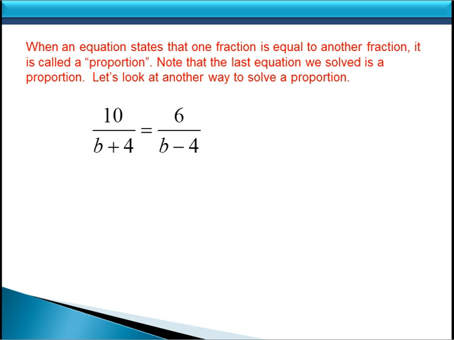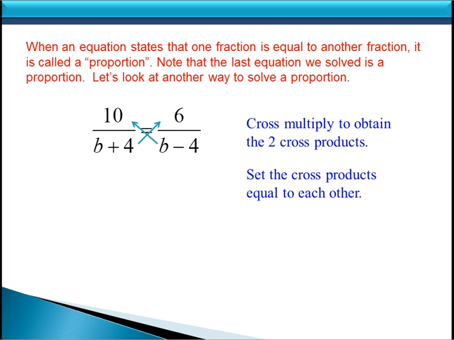So another way to solve a proportion is that we cross-multiply to obtain two cross products. So we're going to multiply the b plus 4 times the 6 and the b minus 4 times the 10. Those products are called cross products. And what we do with those two cross products is we set them equal to each other. So the 10 times the b minus 4, that's one of the cross products. We're going to let that be equal to the 6 times the b plus 4, which is the other cross product. This may seem familiar to you. This looks very similar to what we had before.